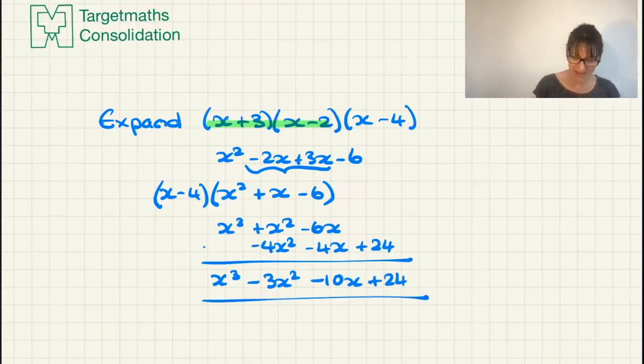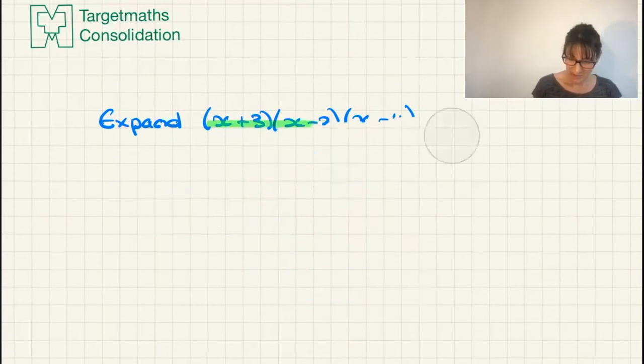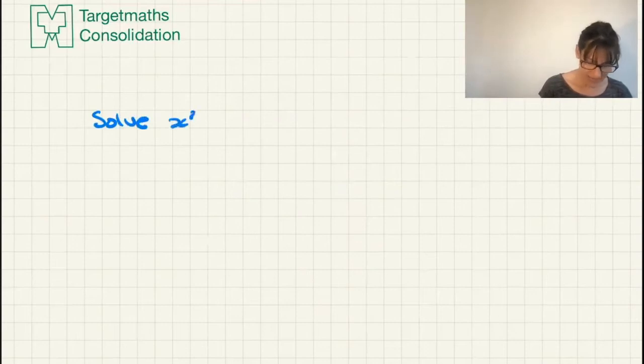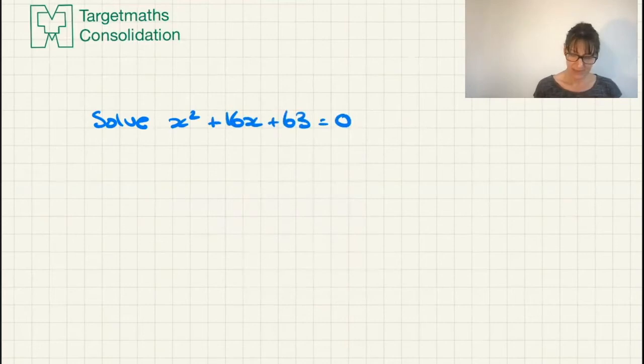Okay, I hope that went well. Most people quite enjoy the expanding of triple brackets, so hopefully you do too. Okay, we've got this one to do next. We're going to solve x squared plus 16x plus 63 equals 0. So hit play when you're ready.